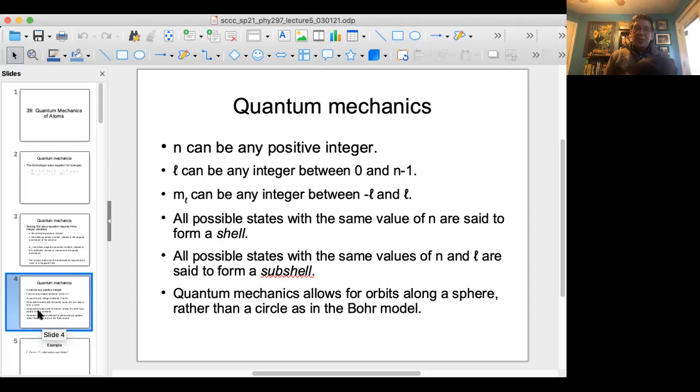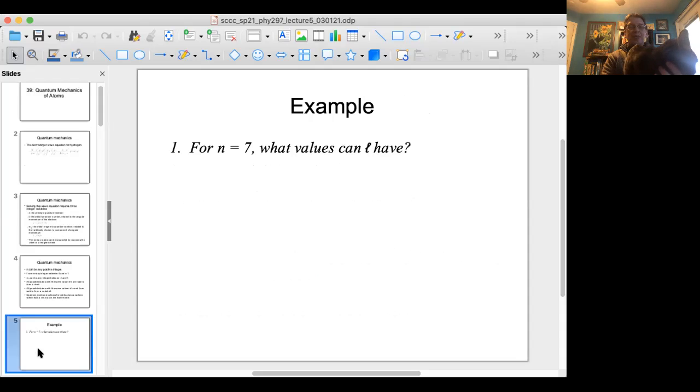Quantum mechanics allows for orbits along a sphere rather than a circle as in the Bohr model. So it's not like planetary motion, which is what Bohr initially thought. The electron can be any place really along a sphere, and even that is crude. As we go on, you'll see that r can vary, and it's more like a probability of where r is rather than meaning the orbital radius being at a specific value.